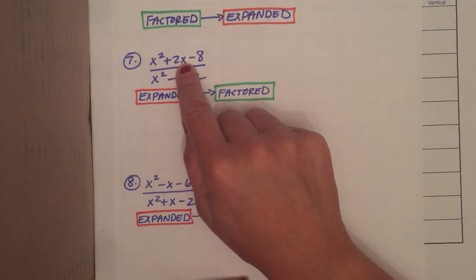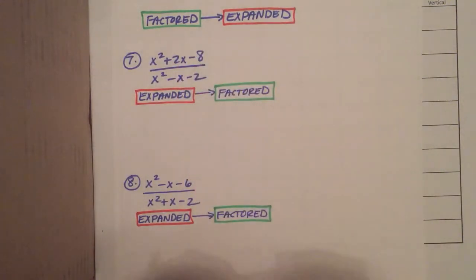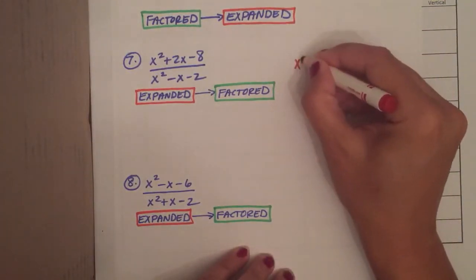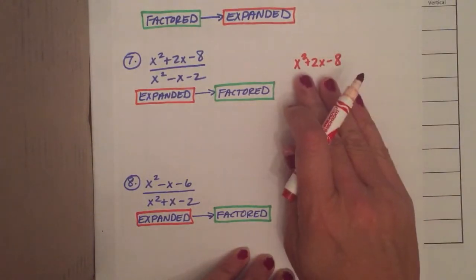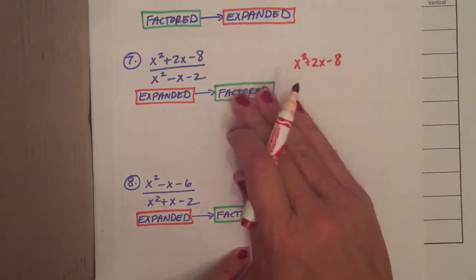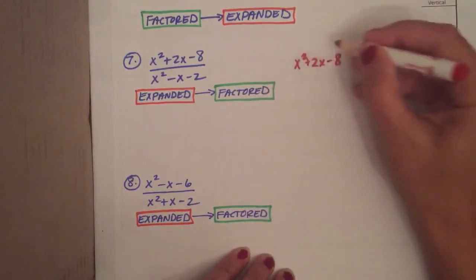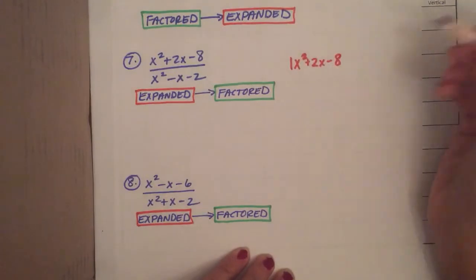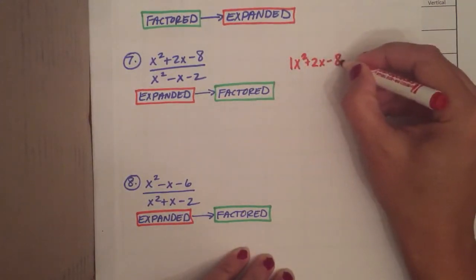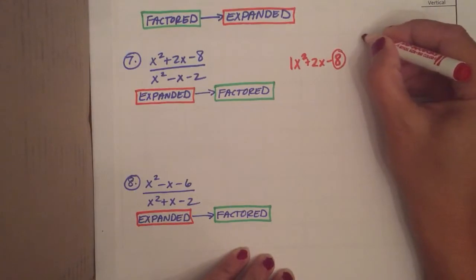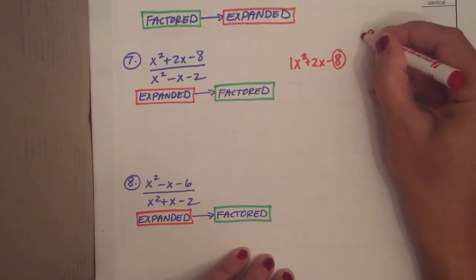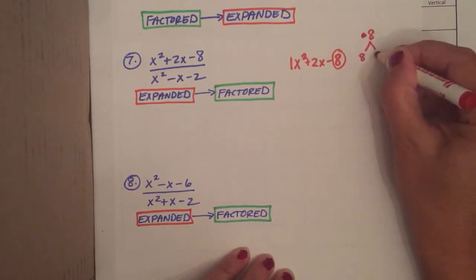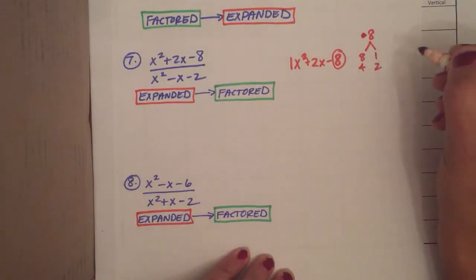So let's look at the first polynomial in the numerator, and let's take care of that one first. This one is written out as x squared plus 2x minus 8. What I want to do is take this trinomial and convert it to factored form. Since the a value is 1, I don't have to do the multiplying. I'm going to take the 8, which is my c value, and I'm going to find factors of 8, which would be 8 and 1 and 4 and 2.